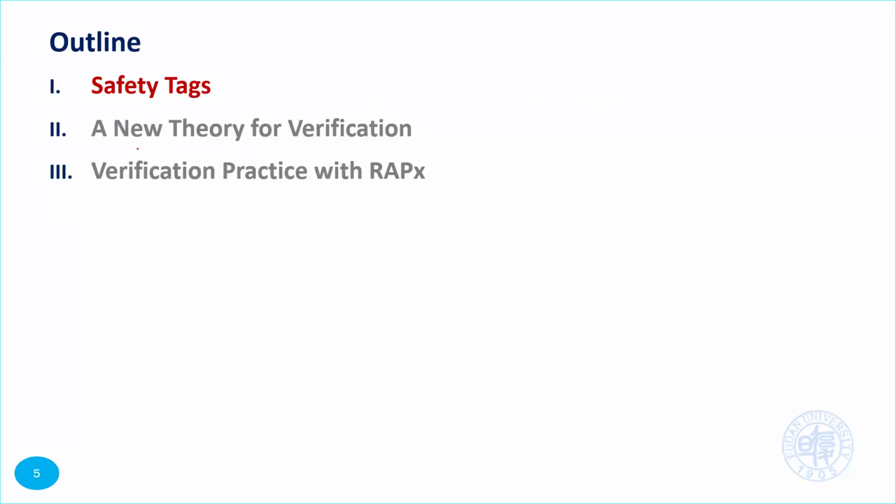Today my presentation will include these 3 parts. In the first part, I will introduce the idea of the safety tag, which is used to annotate the safety requirement of unsafe functions. In the second part, I will introduce a new theory for verification based on safety tags. And finally, our current verification practice based on RAPx.